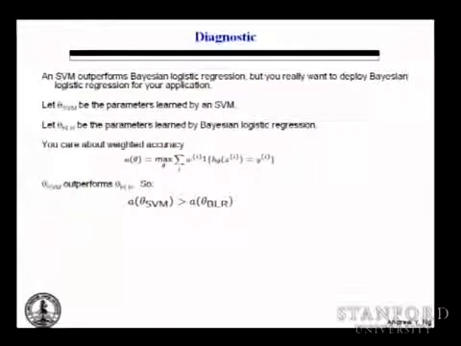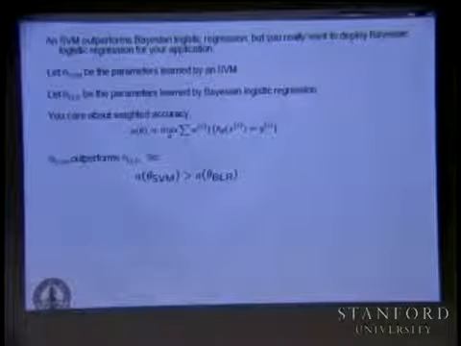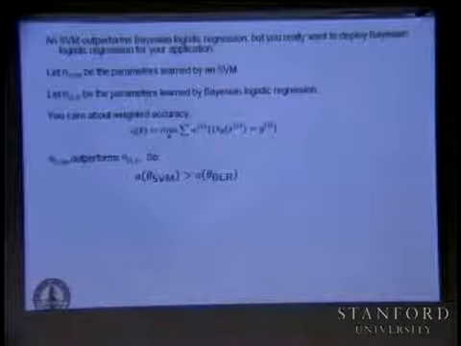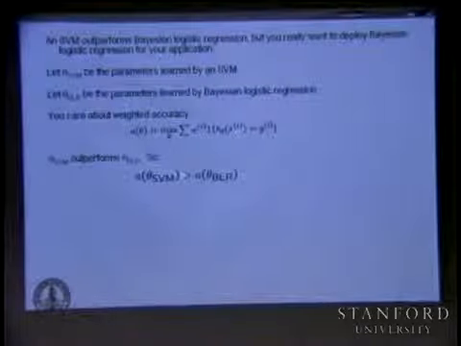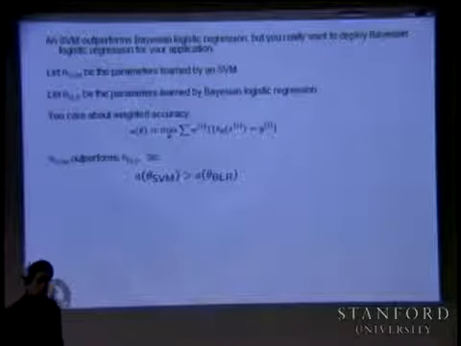Right. So just to reiterate the story, let's say an SVM outperforms Bayesian logistic regression, but you really want to deploy Bayesian logistic regression for your problem. Let theta subscript SVM be the parameters learned by an SVM, and let theta subscript BLR be the parameters learned by Bayesian logistic regression. So the optimization objective you care about is this weighted accuracy criteria that I talked about just now. And the support vector machine outperforms Bayesian logistic regression. And so the weighted accuracy on the support vector machine parameters is better than the weighted accuracy for Bayesian logistic regression.